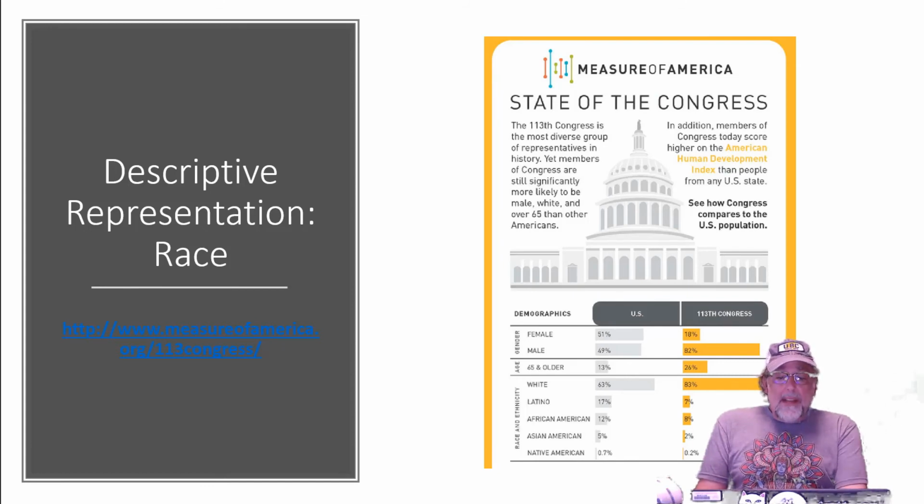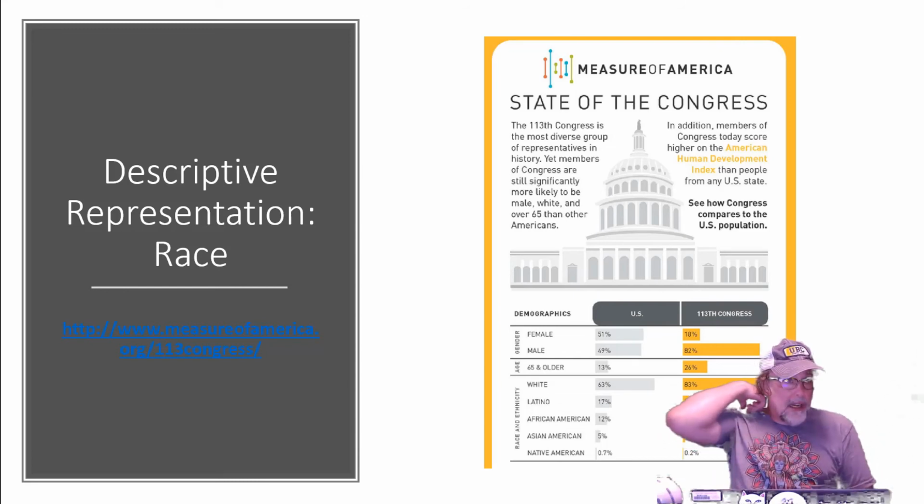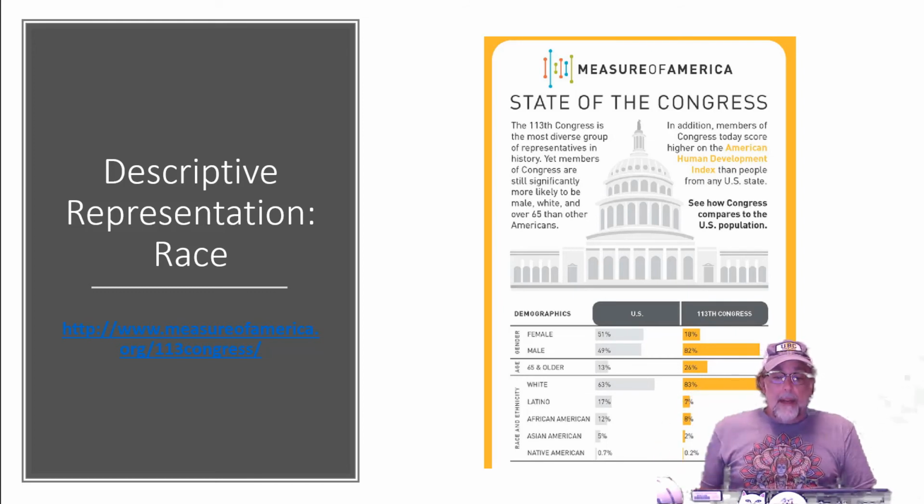So one way to look at this is by looking at the issue of gender and race. So in the United States population, women make up 51% of individuals, males make up 49%. I always find this difference to be interesting. You'd think that it would be 50-50, but there's actually more women in the population than there are men.